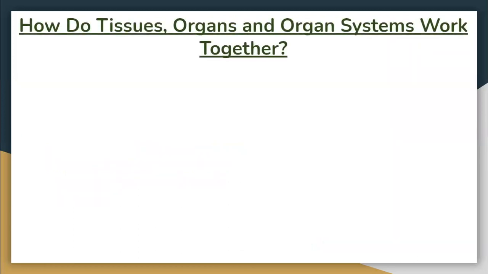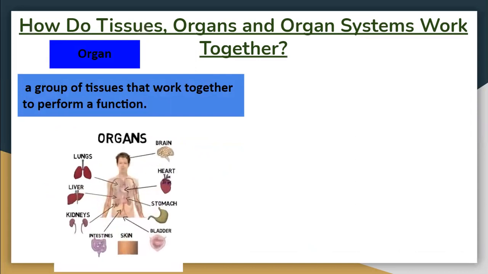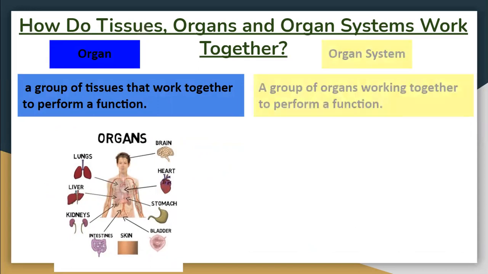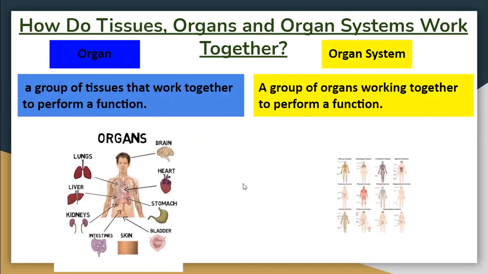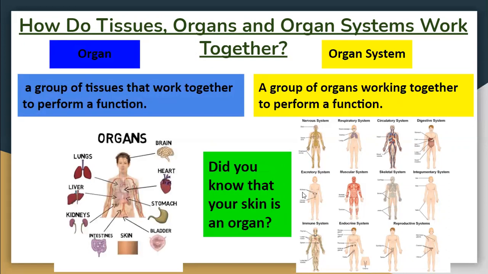How do tissues, organs, and organ systems work together? Well, remember, an organ is a group of tissues that work together to perform a function. So these are all your organs. You have your brain, your heart, your stomach, your bladder, your skin. Did you know your skin was an organ? Your intestines, your kidneys, your liver, and your lungs. And then the organ system is a group of all these different organs working together to perform a function. So here are your body systems. There's going to be 11. We're going to be going through that during this video. And I already mentioned this. Did you know that your skin is an organ? It is.